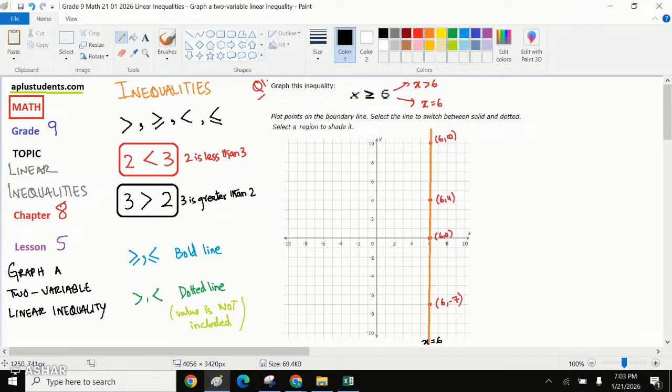What they are saying is graph this inequality, plot the points, and shade a region. So what we can say is the value of x can be 6 or more than 6. That means it could be 7, it could be 8, it could be 9 or 10. That means we shade the region that has values which are greater than 6. Okay, do we agree on this? Any questions related to this?